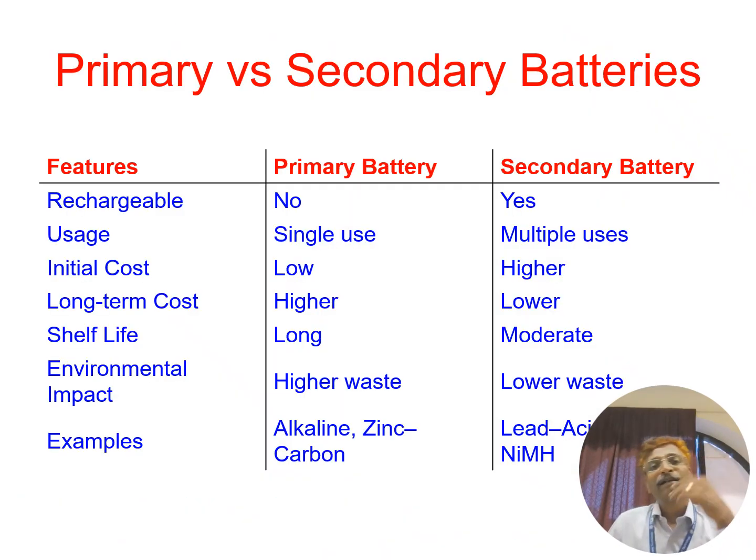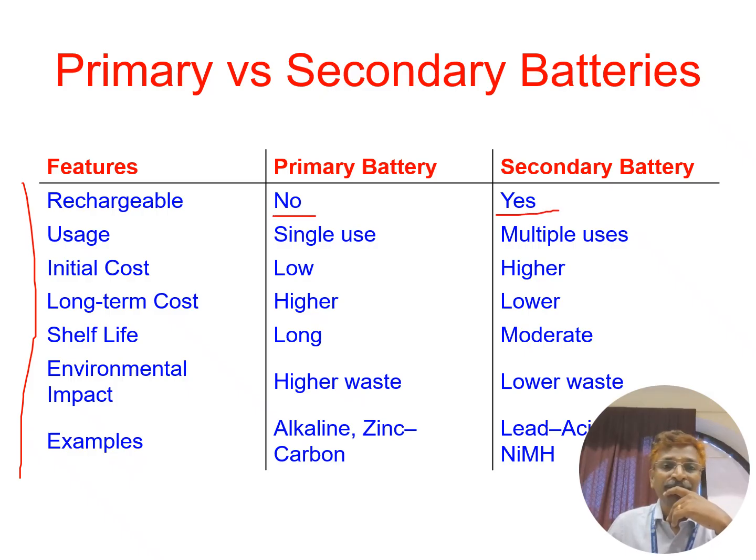Now let us see the difference between primary and secondary batteries with respect to these features. A primary battery is not rechargeable, whereas a secondary battery is rechargeable. One is single use, the other is multiple use. The best example is the lithium ion battery we use in our mobile phones. Mobile phones mostly contain lithium ion batteries. We can charge them a number of times and use them.